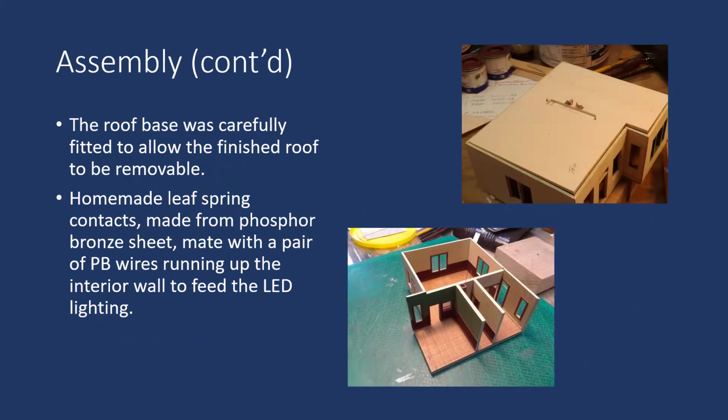The roof base was carefully fitted to allow the finished roof to be removable. And if you look carefully in the center of the upper picture, there are some homemade leaf springs made from phosphor bronze sheet that make up with a pair of phosphor bronze wires running up the interior wall to feed the LED lighting. This is a very neat way to avoid having wires hanging around inside a model that you're taking the trouble to put a finished interior in.